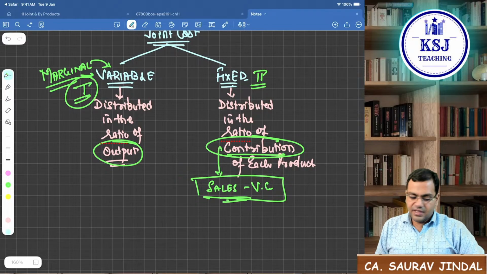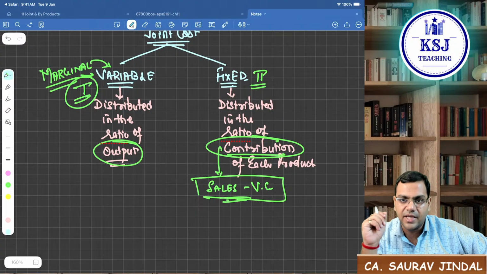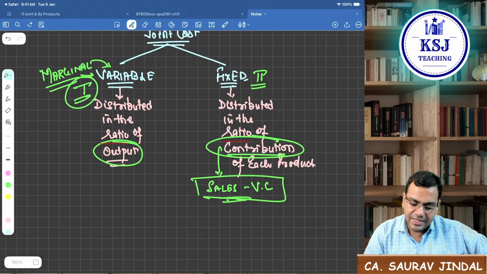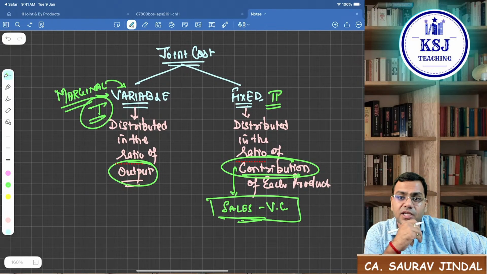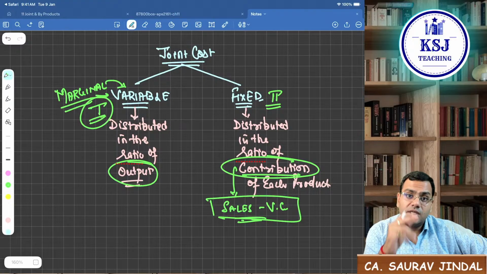Clear? After that, you can distribute the fixed cost in the ratio of contribution. Contribution is what? Sales minus variable cost. Is this method clear? This is called contribution. Now, why is the fixed cost being distributed in the ratio of contribution? We'll do it in marginal costing also. What is a contribution?